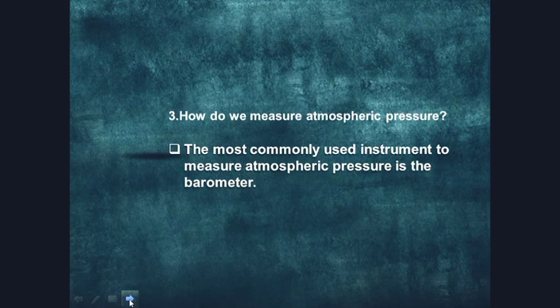How do we measure atmospheric pressure? There are a lot of instruments that we use to measure atmospheric pressure, but the most commonly used instrument is the barometer. Okay, how does it work? A barometer acts like a balance that balances the weight of the atmosphere against the weight of a mercury column. If the air pressure is high, the mercury will rise, and at a lower pressure, the mercury goes down. So this is how it works.